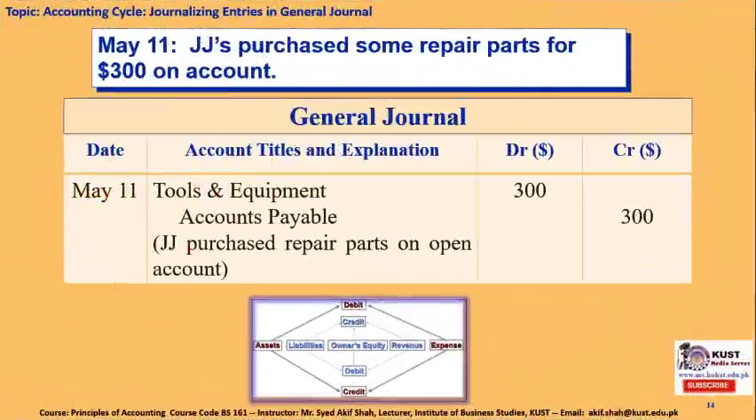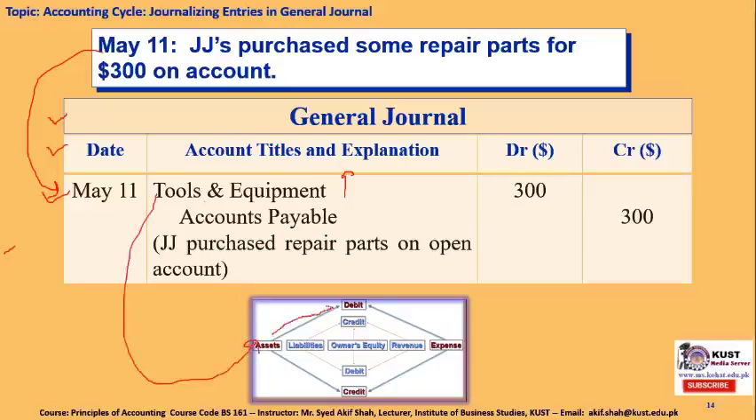Here it is. I'm not going to waste my time on titles and this explanation, as I have already done the explanation for these first two lines. We have to mention the date correctly in the date column, which is May 11. We have done it nicely. And after analyzing the transaction, we knew that the repair parts consist of the tools and equipment title, and tools and equipment comes under the umbrella of assets. So when there is an increase in the asset level, it should be recorded as a debit entry. Therefore, we have done it correctly.